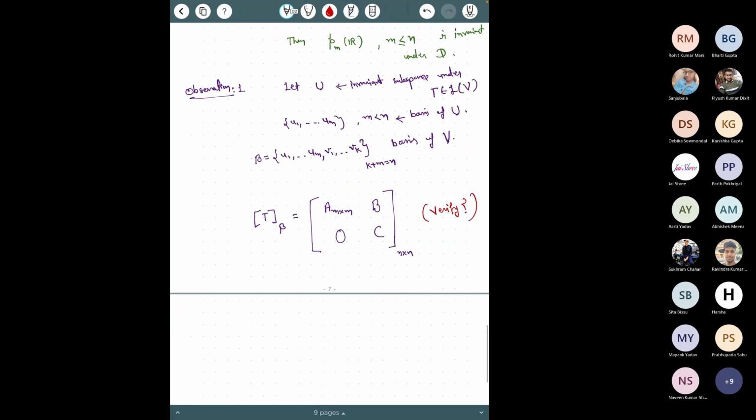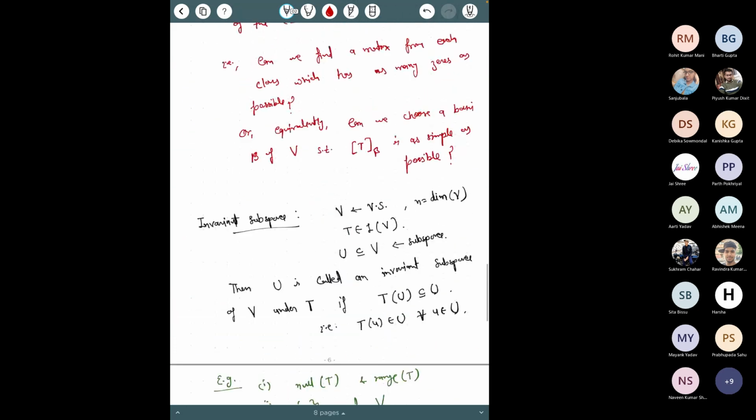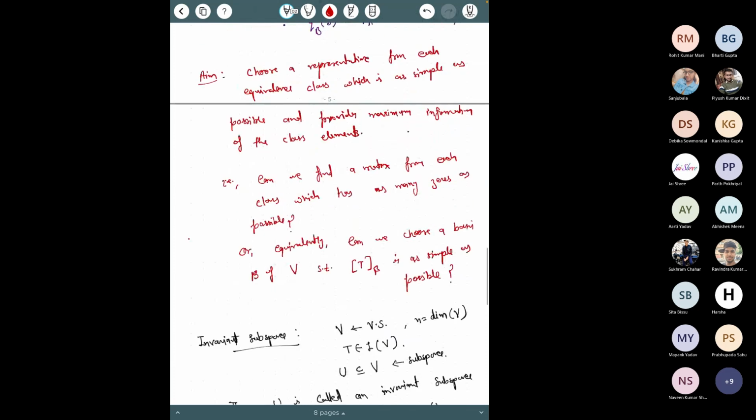Okay, that's fine. So you remember what we are trying to do? We posed this question: can we find a matrix, from each class, which has as many zeros as possible? Or equivalently, we are trying to find a basis such that the matrix of T is as simple as possible. Simple means it has many zeros. We are trying to see whether we can find a diagonal matrix. If not, then what else can we do? What is the next best we can find? This is what we are trying to do. We don't know yet.